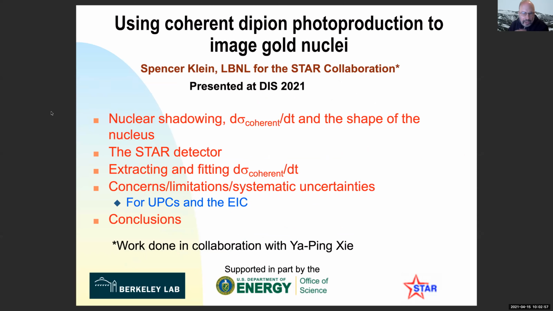Thank you, and I'd like to thank the organizers for this invitation. I'm going to talk about work on using coherent dipion photoproduction to image gold nuclei. This is work for the STAR collaboration, and I want to particularly acknowledge Yaping Zhi, who is my co-author and who did most of the work.